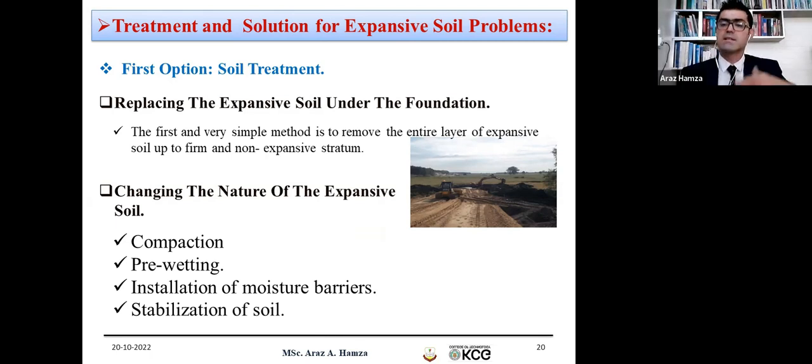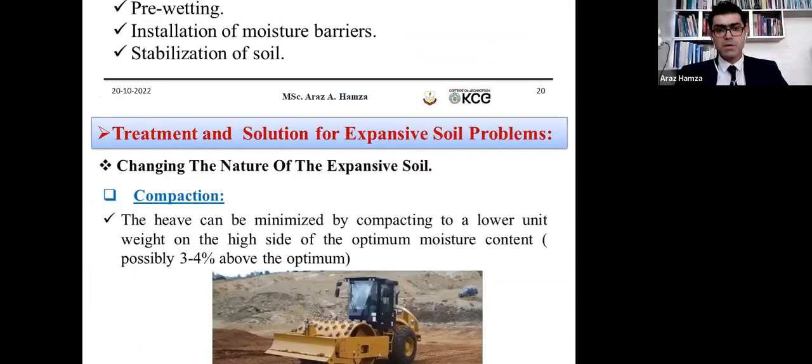The second technique that can be used for soil treatment is changing the nature of the expansive soil. How can we change the nature of the soil? By some different activities or techniques. The first one, compaction, pre-wetting, installation of moisture barriers, or the stabilization process. Okay, now let's talk about them one by one.